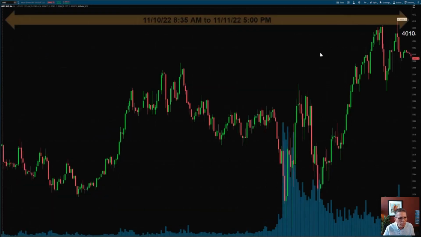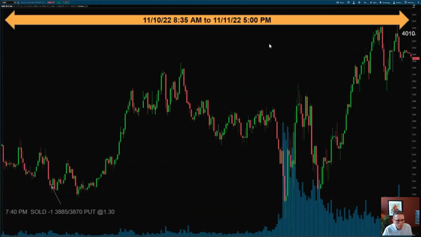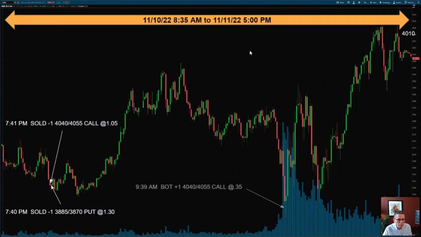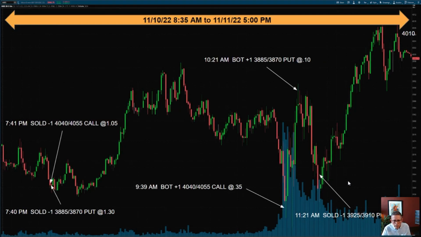Okay, so on this one here, started at 7:40. So this was the overnight session again. And then I put a put spread on there, and then I put a call spread on right around the same time. I was able to close the call spread for 35 cents and close the put spread for 10 cents. And then I actually sold another put spread, and I think this was in the same contract. Yes, it was. And the position expired.